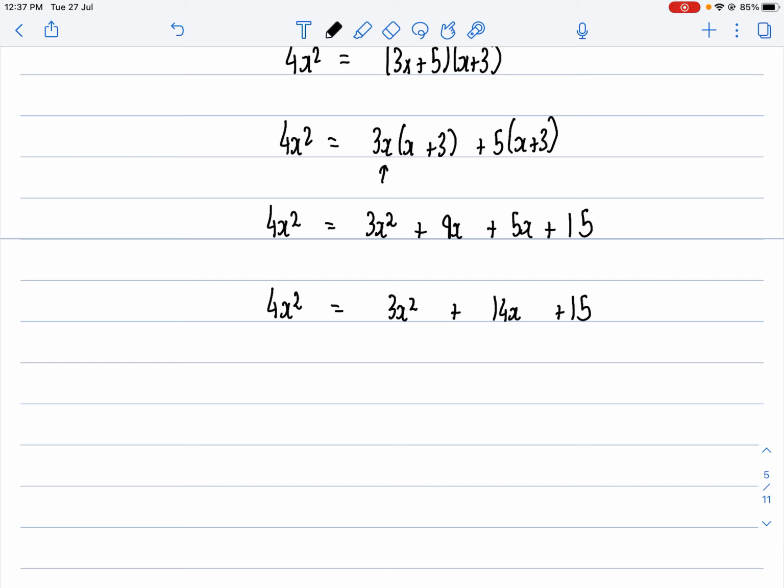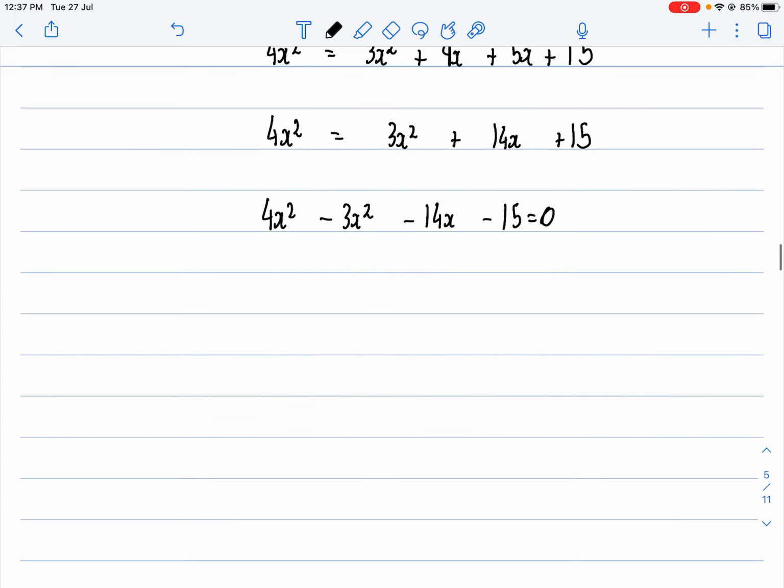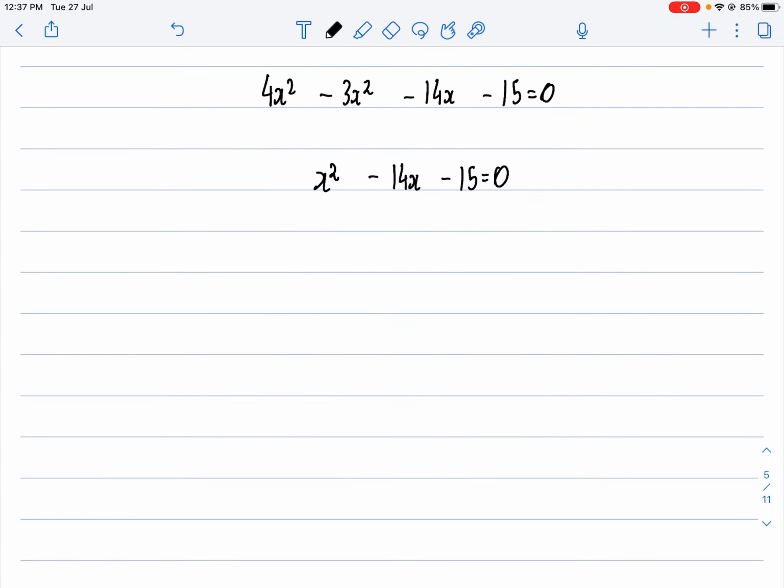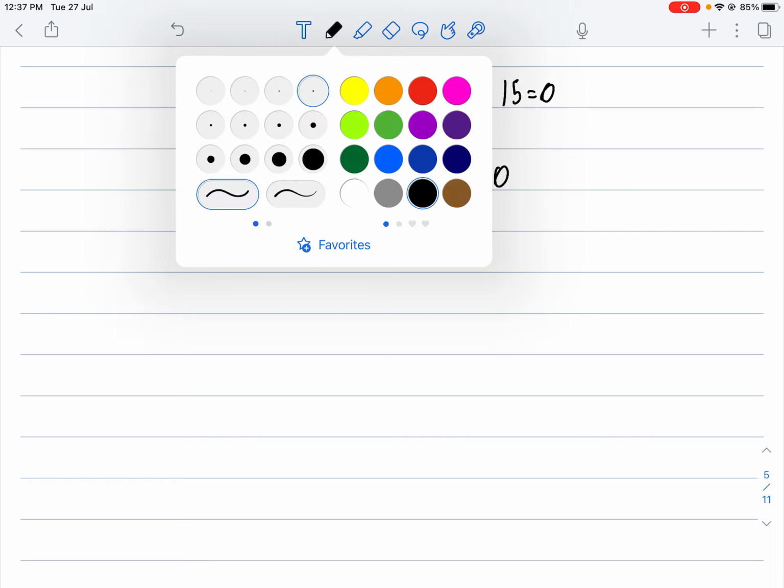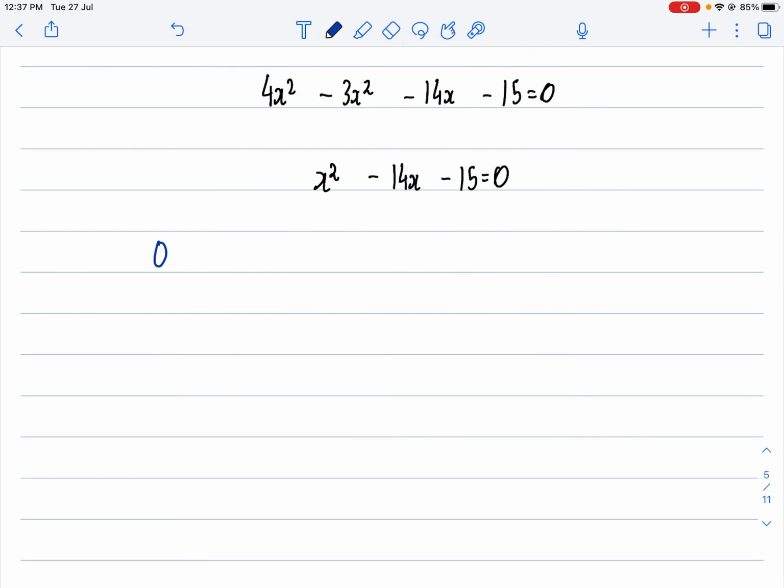Correct? This is how I can simply write it. Now I can get everything simply on one side. So I get 4x squared minus 3x squared minus 14x minus 15, which is equal to 0. So I can write this simply as x squared minus 14x minus 15 equal to 0. Correct? So now what I can simply do is solve this quadratic on the calci.